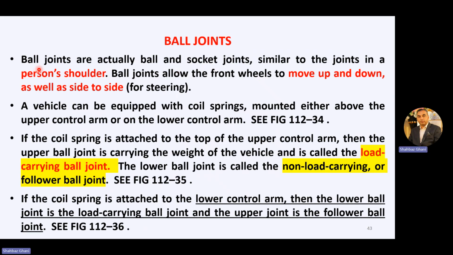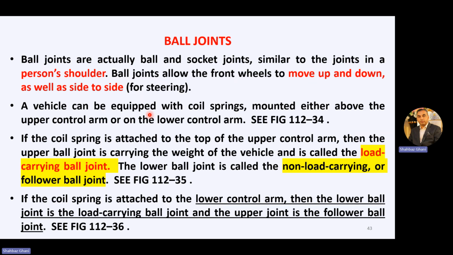Now the second part is your ball joint. Ball joints are actually ball and socket joints similar to the joints in a person's shoulder. The same arrangement is there in the suspension system, where ball joints join the steering knuckle and the control arms. Ball joints allow the front wheel to move up and down as well as side to side for steering purposes. So the function of the ball joint is to allow the front wheels to move up and down, the vertical motion, and side to side in the horizontal plane for steering purposes.